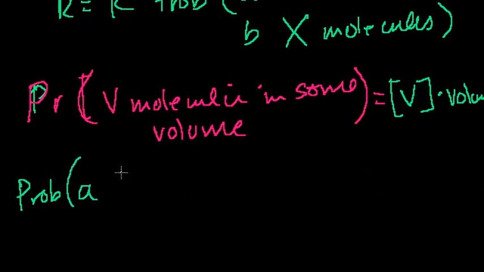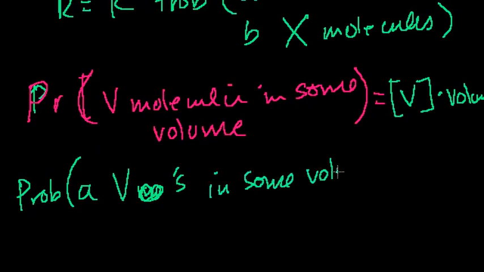And if we want the probability of A, where A is a number, it could be 5 V molecules, or let me just write A V's in some volume. It's the probability of finding this A times, so it's going to be equal to, and this is just from the probability concepts that we learned in the whole probability playlist. So if you want to have 5 heads in a row, it's 1/2 to the 5th power. If you want to have 5 V molecules there at the same time in some volume, or A of them, it's going to be the concentration of V to the A power times the volume.